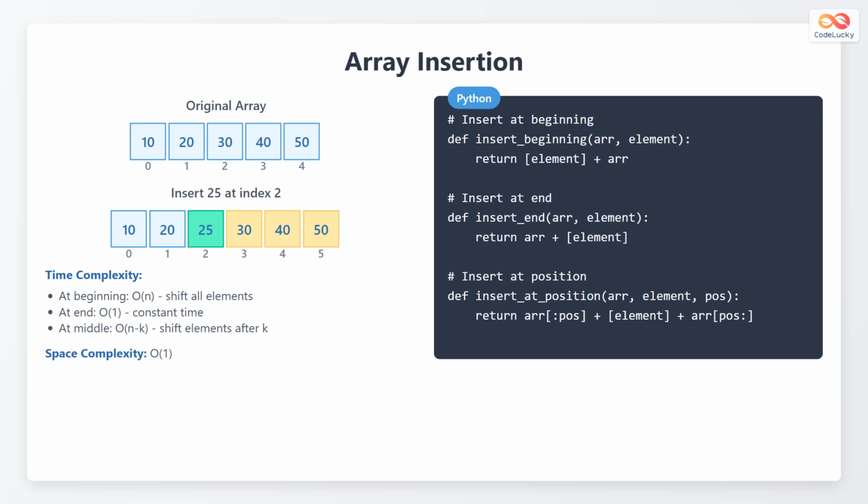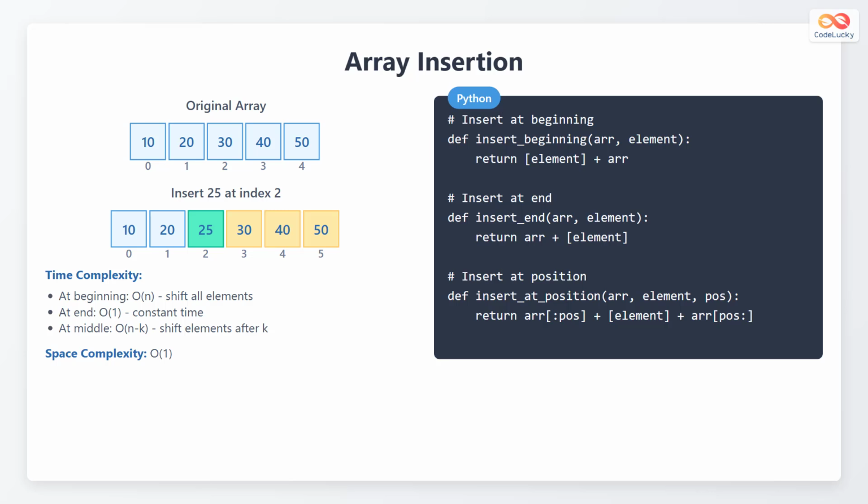Array insertion involves adding a new element to the array. Here's how it works. In the original array we have 10, 20, 30, 40, and 50 stored at indices 0, 1, 2, 3, and 4 respectively. Now let's insert 25 at index 2. The new array will be 10, 20, 25, 30, 40, and 50. Note that the elements 30, 40, and 50 have been shifted to accommodate the new element.